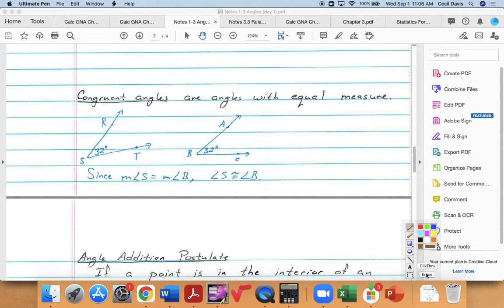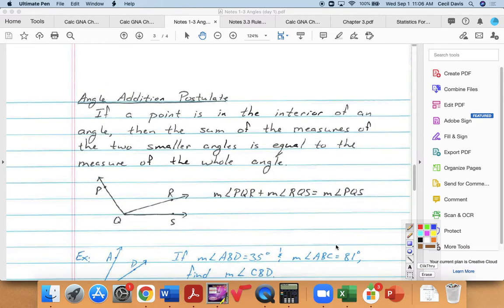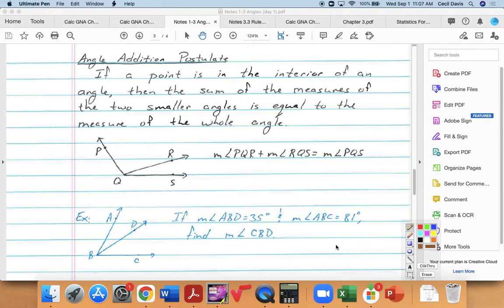All right, page 3. Just like we had a segment addition postulate, we also have an angle addition postulate. So the angle addition postulate says that if a point is in the interior of an angle, then the sum of the measures of the two smaller angles is equal to the measure of the whole angle.